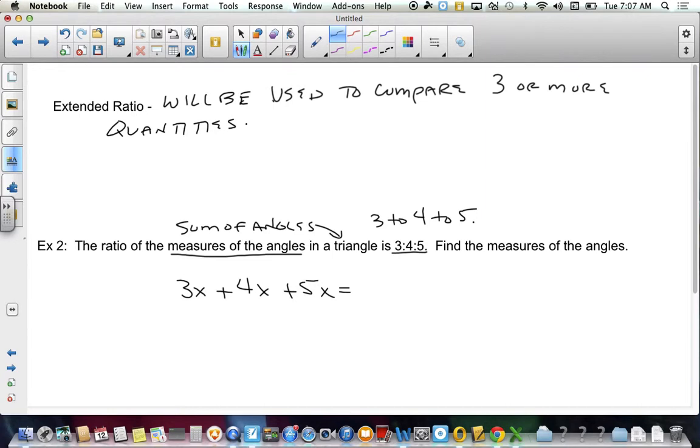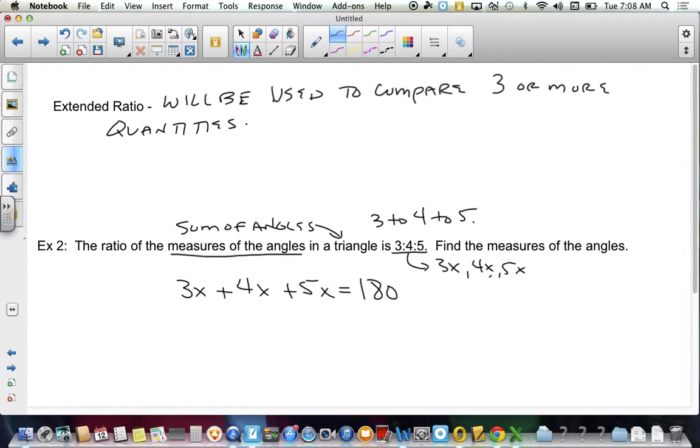So we know what that is, and we're going to use that to help us find the x. Basically we're extending this to three quantities, 3x, 4x, and 5x, because the angles will have the same factor or same ratio between them. That's what the x represents. Since we know the sum of the measures of the angles, we're going to add those all up and set them equal to 180 degrees.